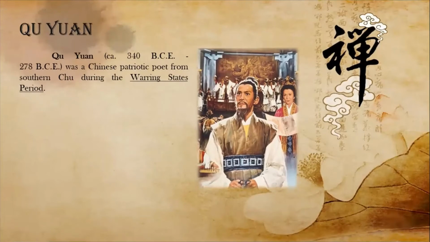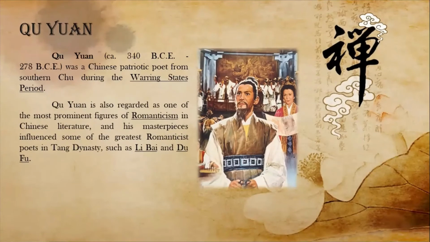Chu Yuan was a Chinese patriotic poet from southern Chu during the Warring States period. Chu Yuan is considered the first prominent Chinese poet. 25 of his poems are found in an anthology of poetry known as Chu Ci. Chu Yuan is also regarded as one of the most prominent figures of Romanticism in Chinese literature, and his masterpieces influenced some of the greatest Romanticist poets in the Tang Dynasty, such as Li Bai and Du Fu. Li Bai and Du Fu are also famous poets during this time.